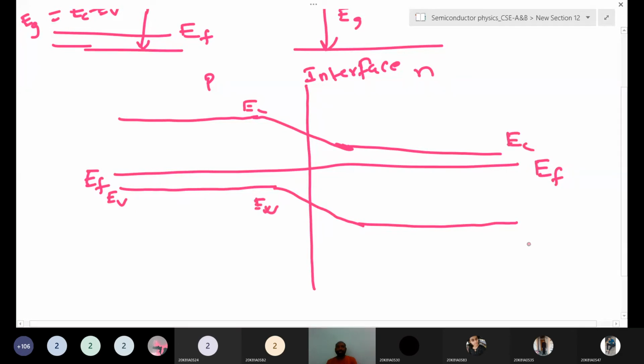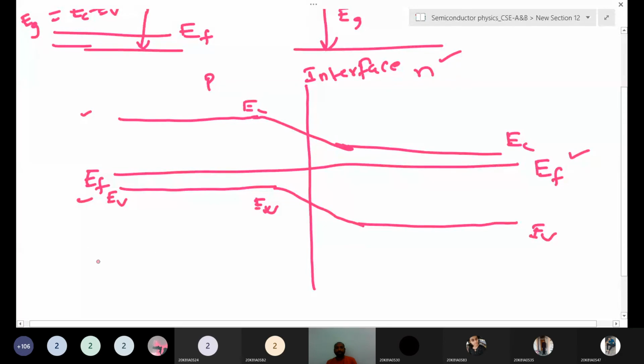We first drew the interface. After that the Fermi level. After that we drew this EC and EV, and here also EC and EV. After that we connected them. This is the Fermi level. This is the energy band diagram of a PN junction semiconductor, a PN junction diode. It is in equilibrium condition. That's why the Fermi level is constant.